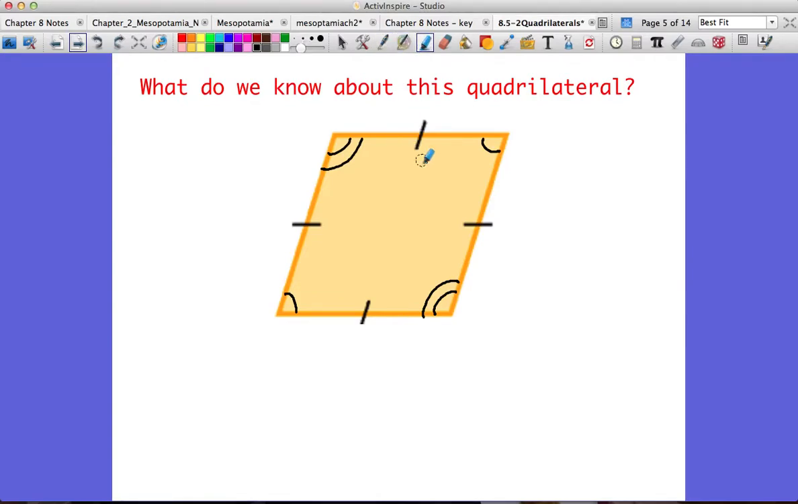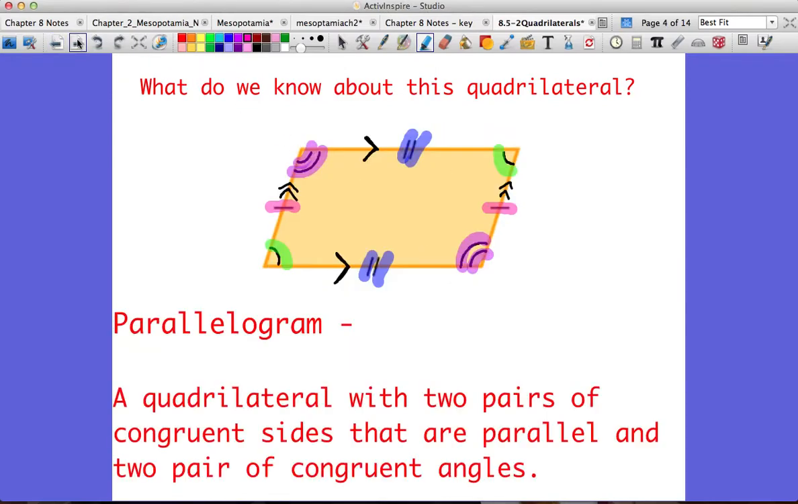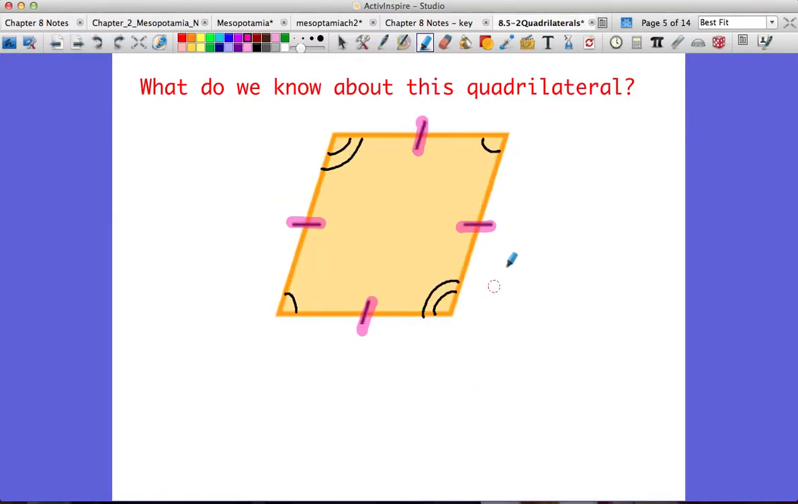Alright, again, we have congruent sides. However, in this case, all four sides are congruent. Okay, so if you go back to your parallelogram, this one had two sets of congruent sides. This one has all four sides being congruent. However, it still has two pair of congruent angles, one here and one here. And it still has two pair of parallel sides. These two sides are parallel to one another, and these two sides are parallel to one another.